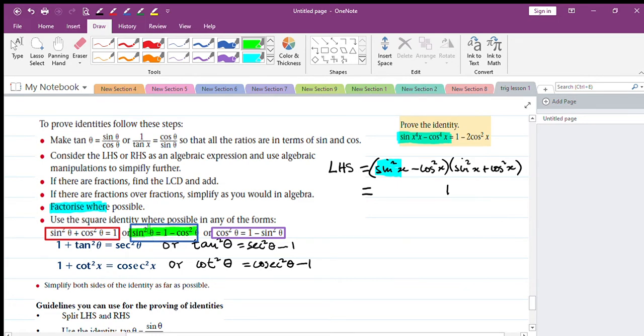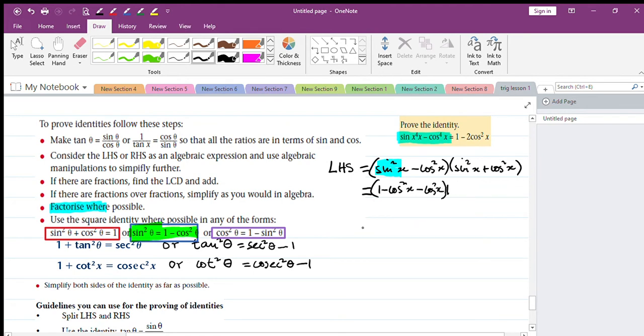So I can write sine squared x in terms of cos squared x. What is it equal to? It's equal to 1 minus cos squared x. So in terms of sine squared x, I will write 1 minus cos squared x, and then I bring this negative cos squared x down.